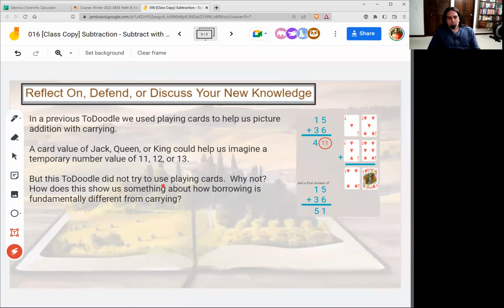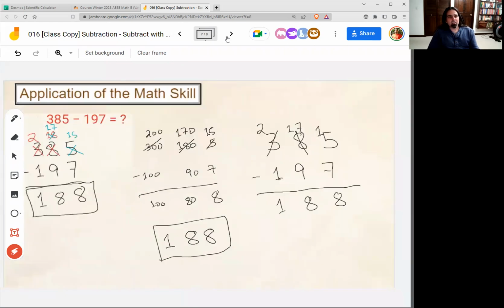Why not? How come it wasn't useful to have 11s, 12s, and 13s as jack, queens, and kings? So look back at what we did and see if you can answer that.